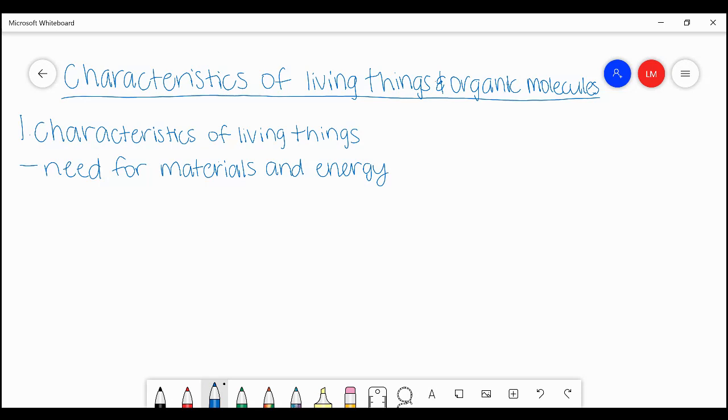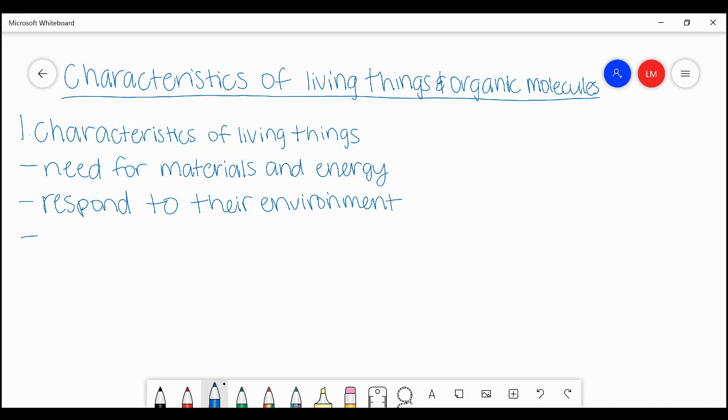When you do this, you are eating and drinking to get the materials you need to be able to produce energy. Plants and fungi can absorb what they need from their environment. The other thing living things have in common is that they are able to respond to their environment. An example here would be a plant growing towards the sun.